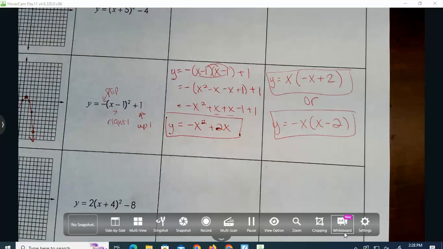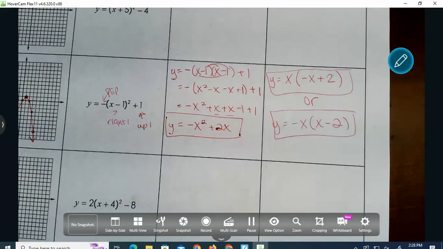So really all we're practicing here is just kind of reinforcing what the graph looks like. What does vertex form look like? What is standard form? What is the factored form? Notice the points where it hits the x-axis here are 0 and 2. If we set x equal to 0, we get 0. If we set negative x plus 2 equal to 0, we get positive 2.